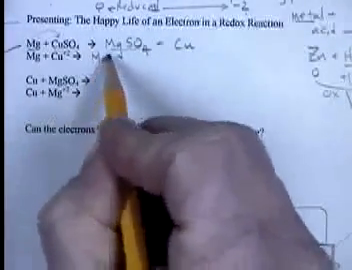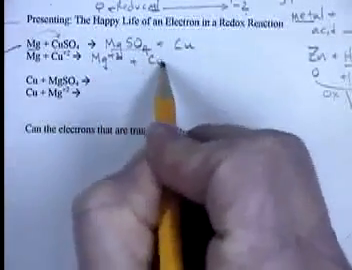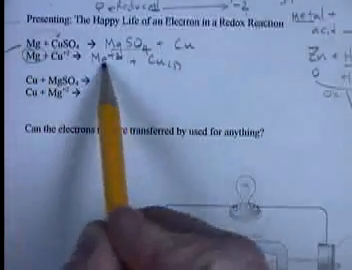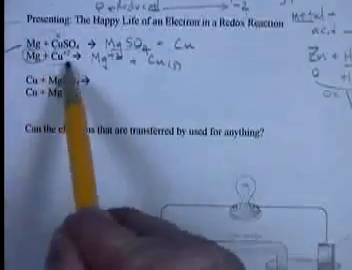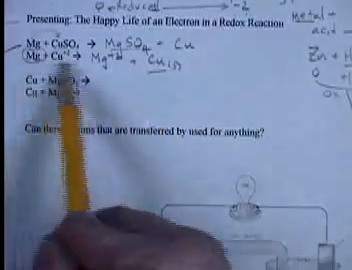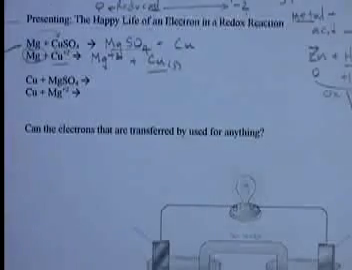Now, if you write this in net ionic form, we'd break this soluble magnesium sulfate up, and we'd end up with Mg+2 and some solid Cu. Notice magnesium has gone from 0 to +2. Copper's gone from +2 to 0. Copper's been reduced. Magnesium has been oxidized.